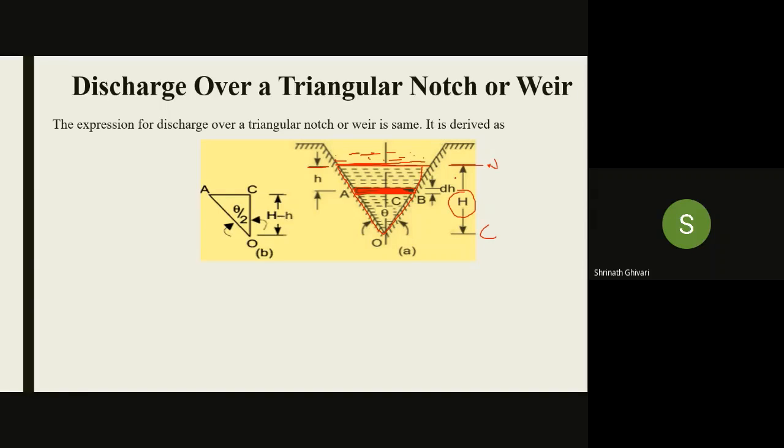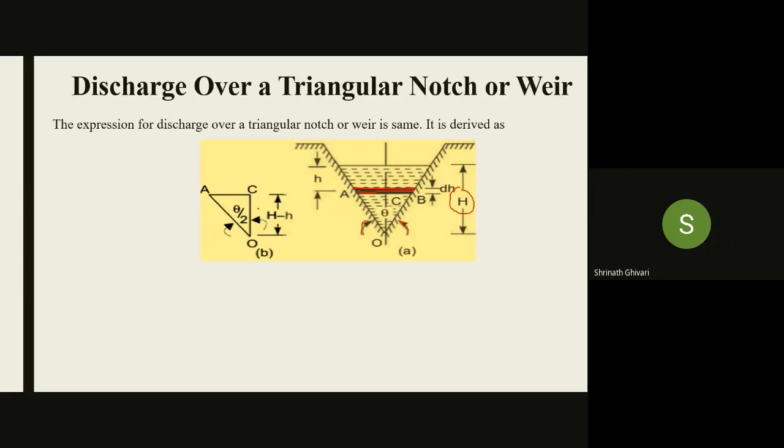This we have already seen in the rectangular notch. The only difference is that it is a triangular notch, so it is at some angle. This angle is theta. They have shown a clear and good diagram here. This AB is our elemental strip. It has a thickness of dh, and from the height h we have taken this elemental area. The capital H is the height from the nappe to the crest.